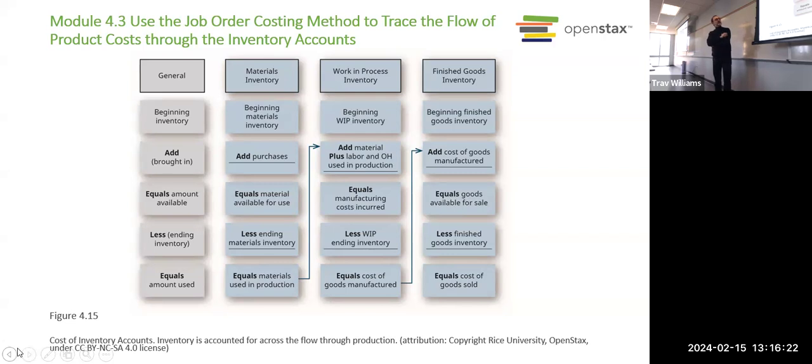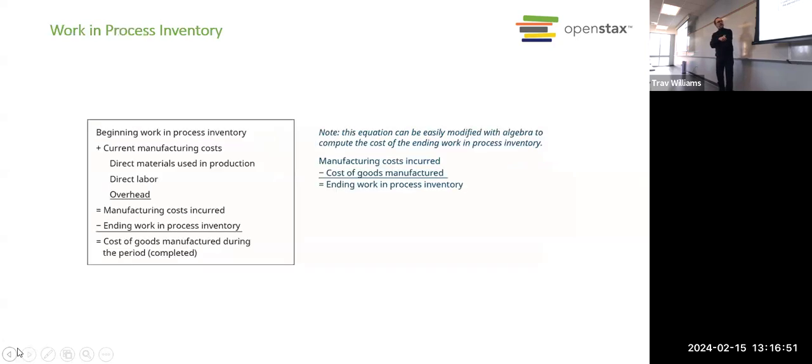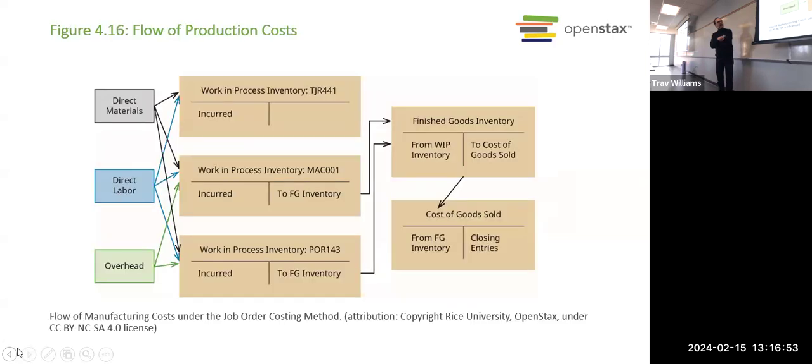Okay. So that is a useful formula. I also mentioned you can switch around these last two. So material available for use, if you subtract ending inventory, you get materials used, but you can switch those around. Subtract materials used, you get your ending inventory. And that applies with all these formulas. If you switch around the last two, you can find the missing number, if that is the number that you're missing.